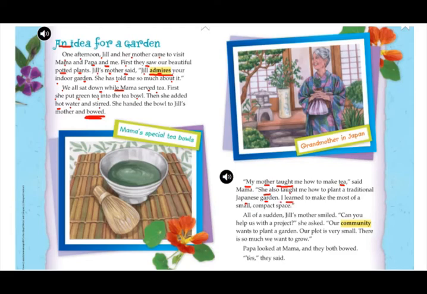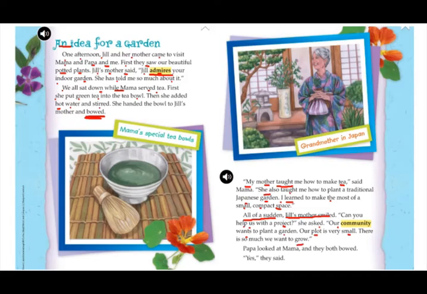I learned to make the most of a small compact space. All of a sudden, Jill's mother smiled. Can you help us with a project? She asked. Our community wants to plant a garden. Our plot is very small. There is so much we want to grow.